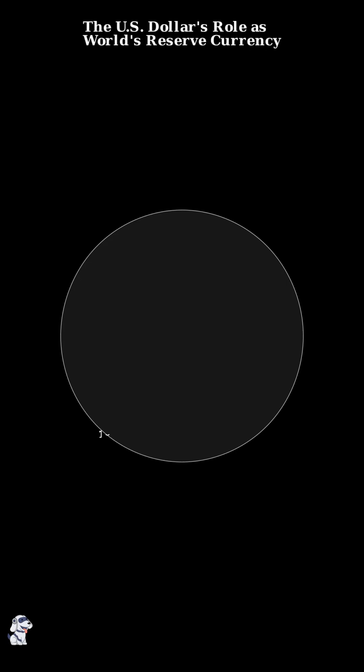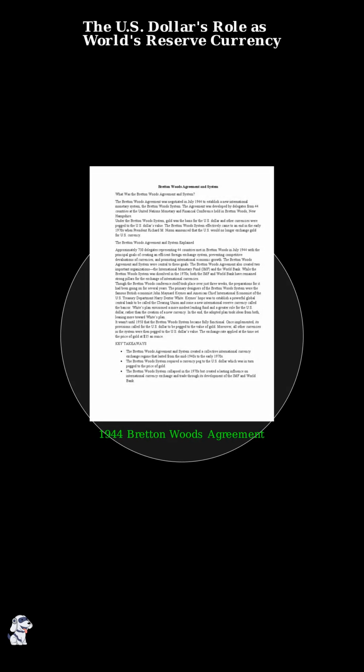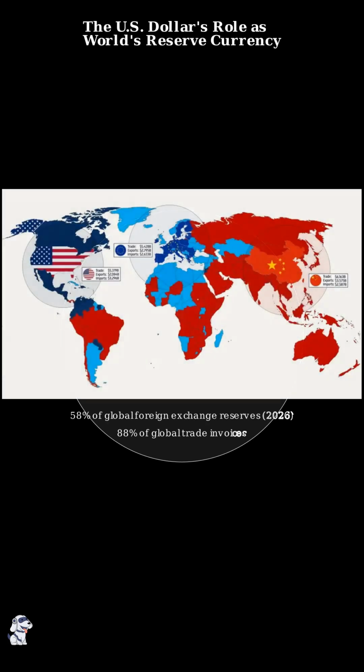Since the 1944 Bretton Woods Agreement, the U.S. dollar has been the world's dominant reserve currency. This historic accord established the framework for international monetary cooperation after World War II. As of 2026, the U.S. dollar holds about 58% of global foreign exchange reserves, making it the most trusted store of value worldwide. It is also used in 88% of global trade invoices, facilitating international commerce.